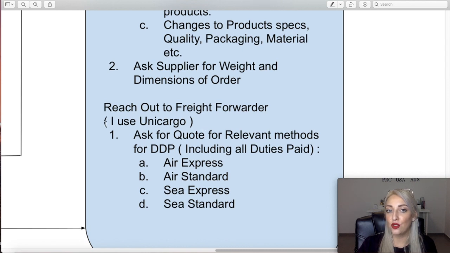I'll make a separate video about freight forwarders and shipping because that is something really important to speak about. So I use a shipping company called Unicargo. I'll put a link to their website below. What you want to do is ask them for a quote for the relevant methods. So that's either Air Express, Air Standard, Sea Express, Sea Standard, or all of them if you would like a quote for all of them. And make sure you ask them for a DDP price, including duties paid. Some of you are going to say DDP means delivered duties paid, but a lot of people don't actually understand that DDP is an Incoterms terminology used when shipping through your supplier, and it's not actually used for freight forwarders. But ask them for a DDP price, including duties paid.